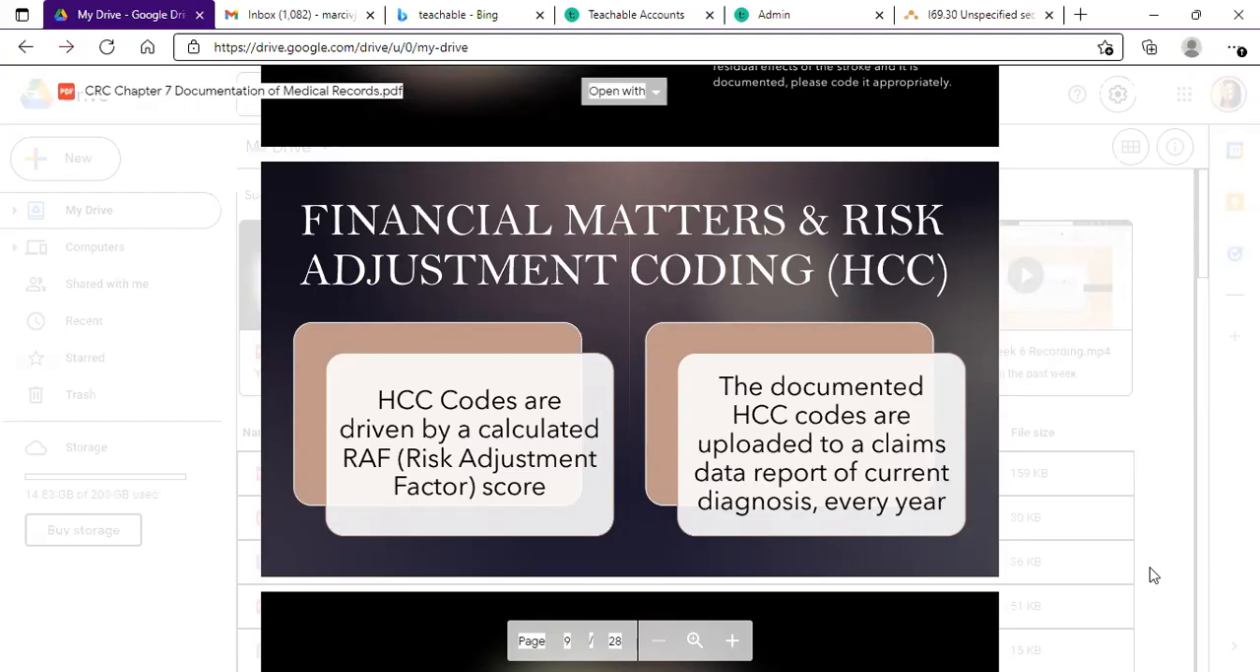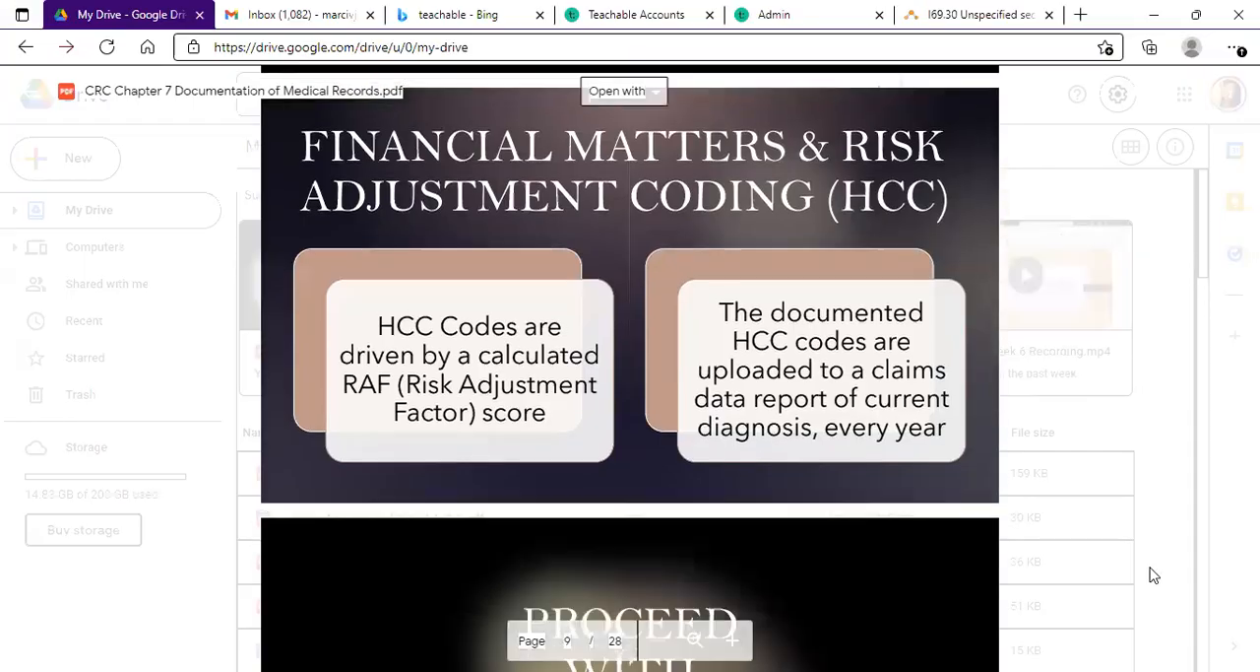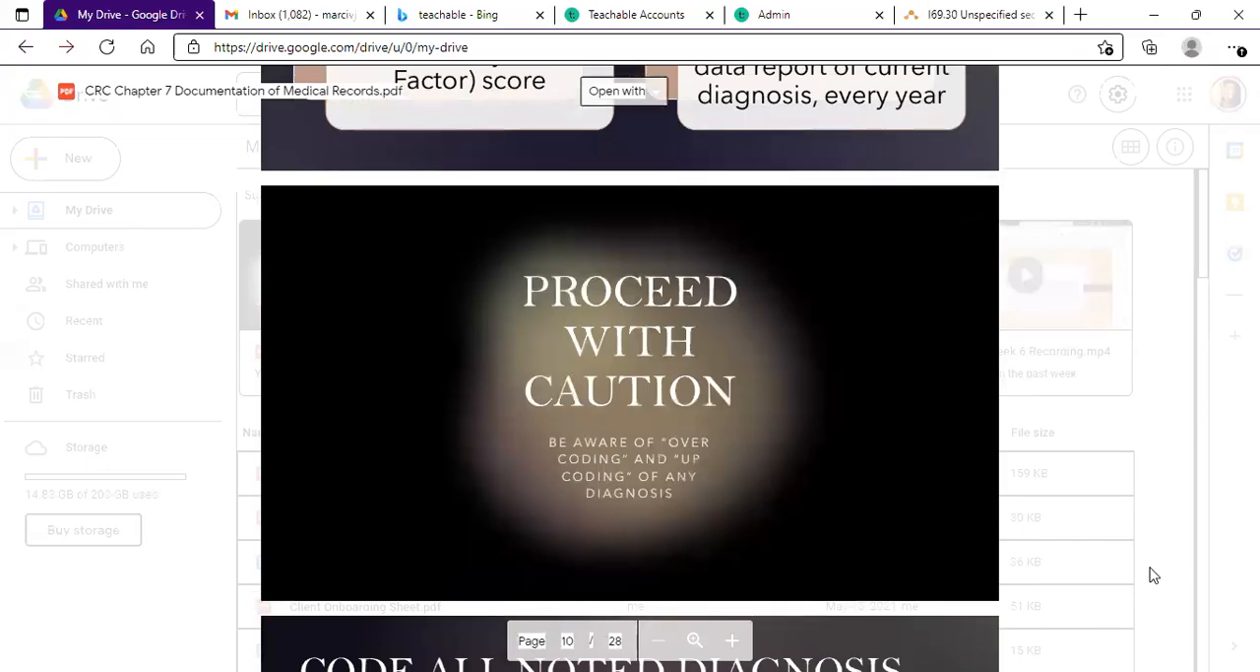So financial matters and risk adjustment coding. When you see the word risk adjustment coding, you also will see HCC coding as well, which is hierarchical condition categories coding. So if you see HCC coder, risk adjustment coding, same thing, it's synonymous. HCC codes are driven by a calculated RAF score. The documented HCC codes are uploaded to a claims data report of current diagnoses each year. So each year, you're going to have a claims data report that shows each diagnosis that was reported for that year, whether it's for outpatient or inpatient or whatever the case is.